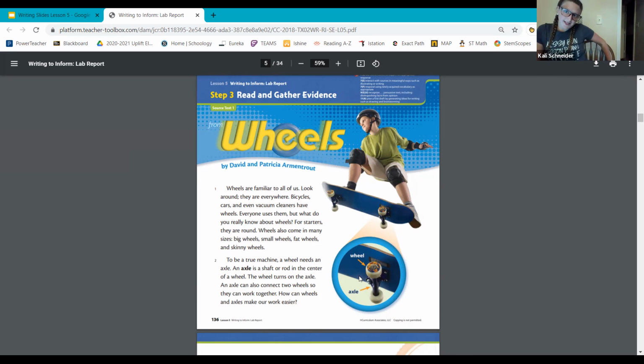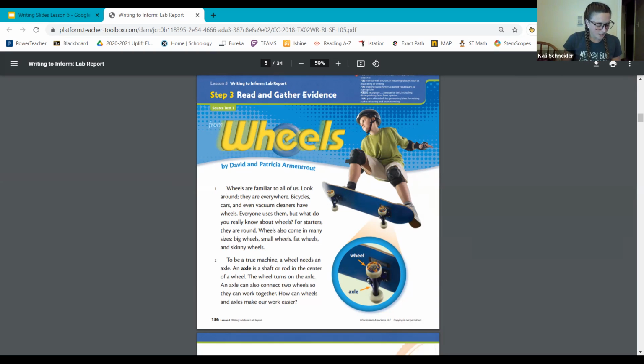So we just read some good information in these first 2 paragraphs. So far, what is this article mostly about? Right, they're explaining how wheels and axles are used in everyday things. They make a connection to your life and places where you might see wheels.